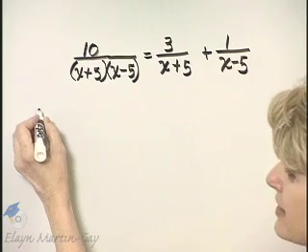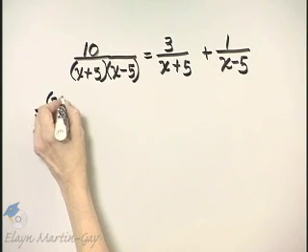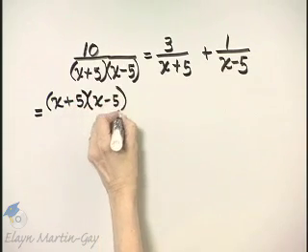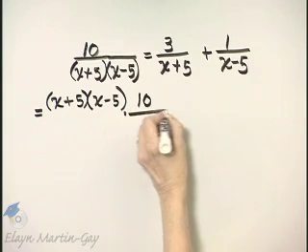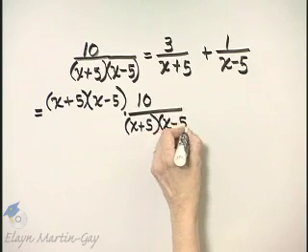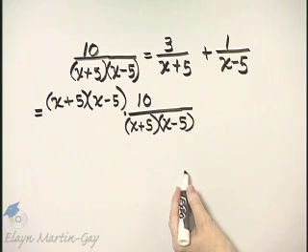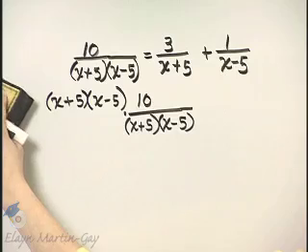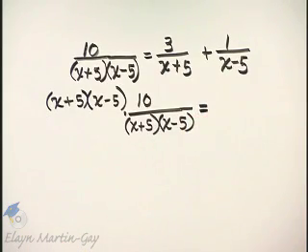So let me see if I can make this as neat as possible. It is x plus 5 times x minus 5 times this rational expression, 10 over x plus 5 times x minus 5. Now I may end up going around on the next line, but don't let that confuse you. And by the way, there should not be equal signs there. I'm working with my equation. My equal signs go right here.